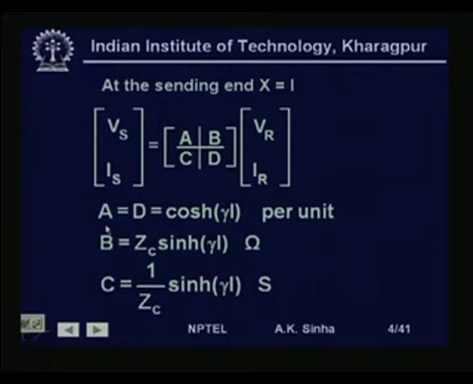Here A is equal to D is equal to cosh gamma L. Instead of x, we have substituted L. This is a dimensionless quantity; it will be in per unit if voltages and currents are all in per unit. B is equal to Z c sinh gamma L, and C is equal to 1 by Z c sinh gamma L. B has a dimension of impedance, and C has a dimension of admittance.